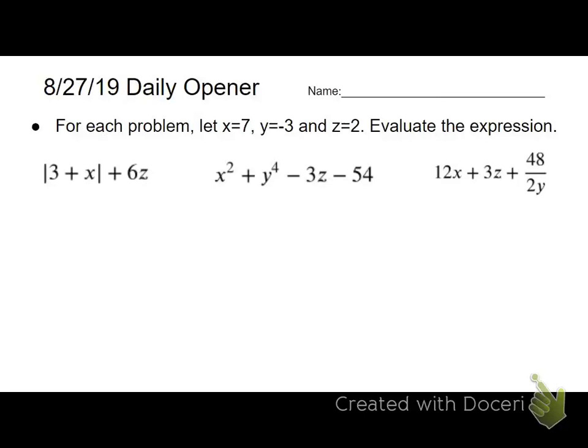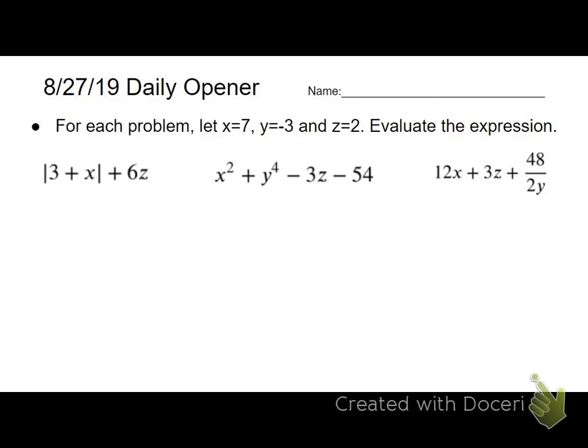So our opener today is a little bit of a review from yesterday. The directions say for each problem, let x equal 7, y equals -3, and z equal 2. Evaluate the expression. So what are we using? What is it called when we're given a number that represents a variable and then we're putting it in the expression? Substitution. What are these signs right here in this first problem?